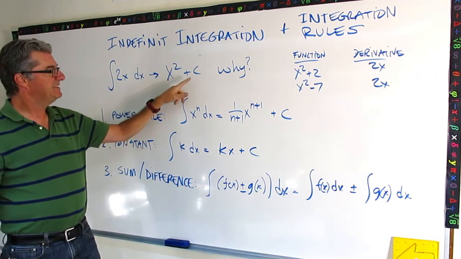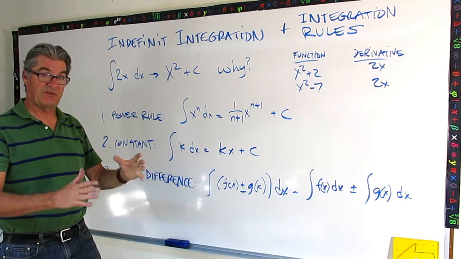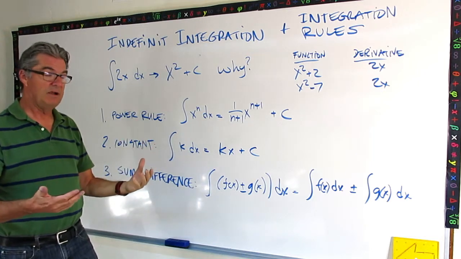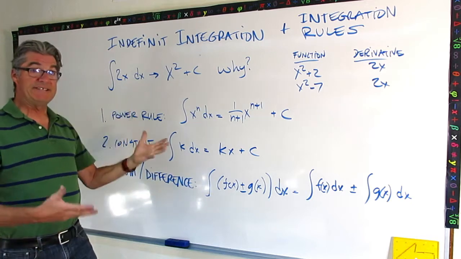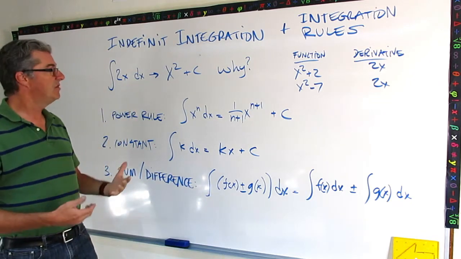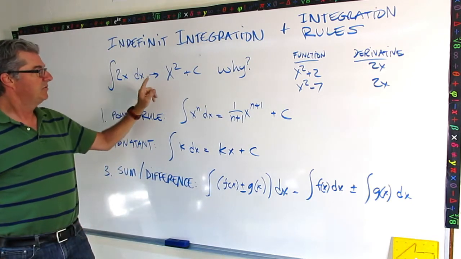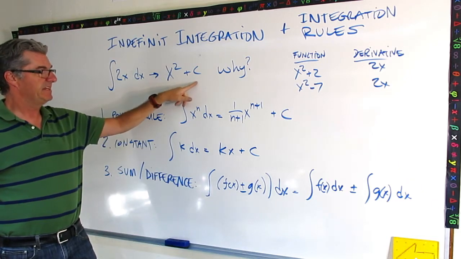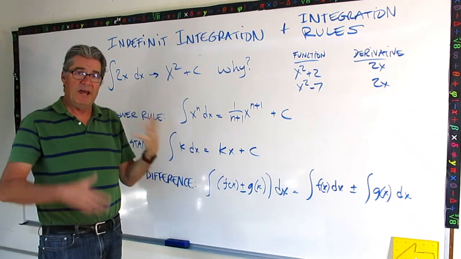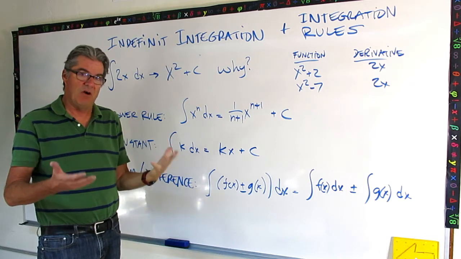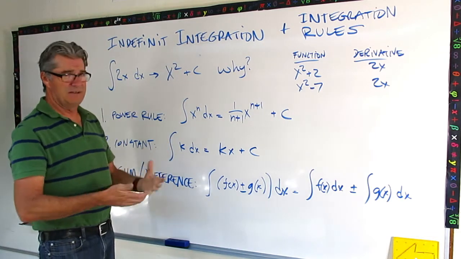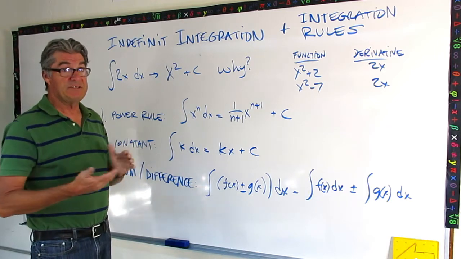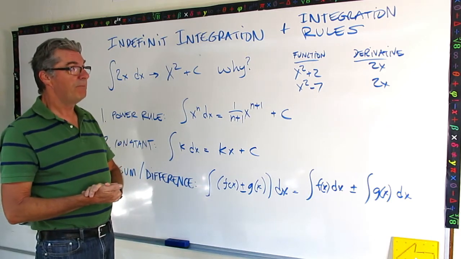But now we have this plus c, and that stands for some constant that's out there. We don't know what that constant is. So that's why it's called indefinite integration. We just know that when we take the integral of 2x, we get x squared plus c. Now, why do we have to throw that constant out there that we don't know? It doesn't seem very solid. It doesn't seem very mathematical.